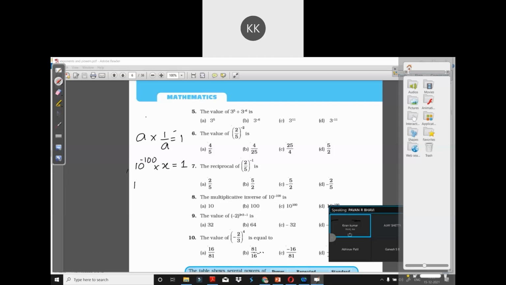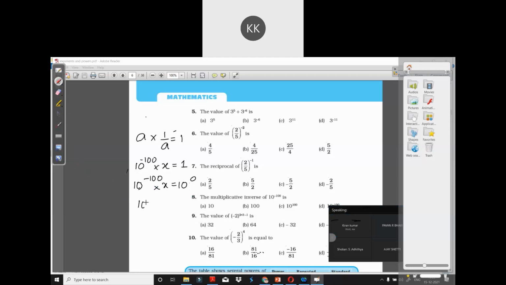This 1 is the same as 100 to the power 0. You will all agree? 100 to the power 0 is 1. So how do we get 0 here? It should be plus 100. Sorry, it's not 100, it's 10 to the power. 10, sir. This is 10. Is it okay now?